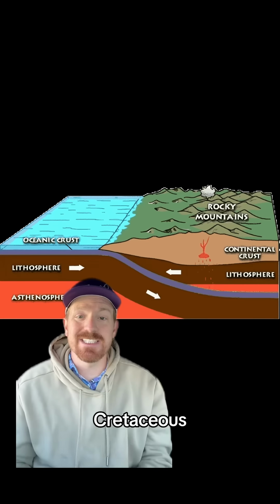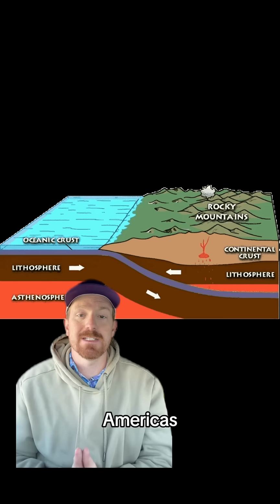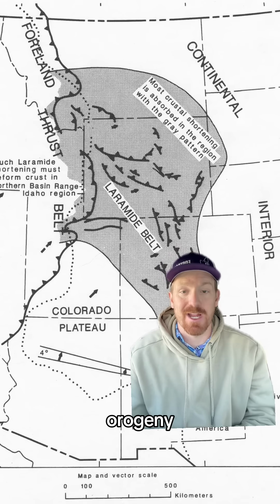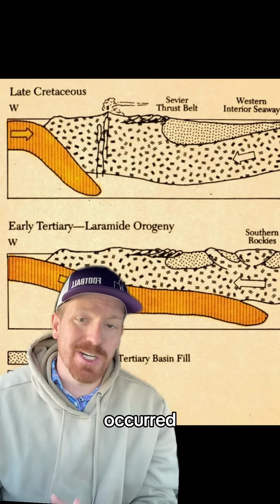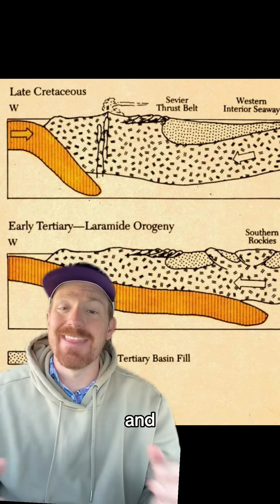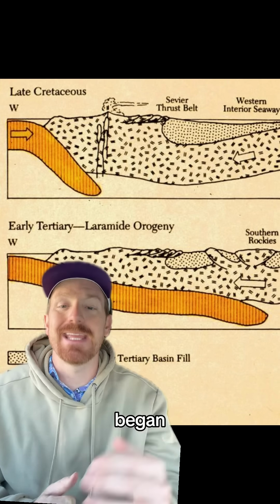In the late Cretaceous, subduction along the west coast of the Americas had commenced, resulting in the Laramide orogeny, better known as the early growth phase of the Rocky Mountains. When the subduction occurred, the continental crust buckled, and the area east of the growing mountain chain began to downwarp.